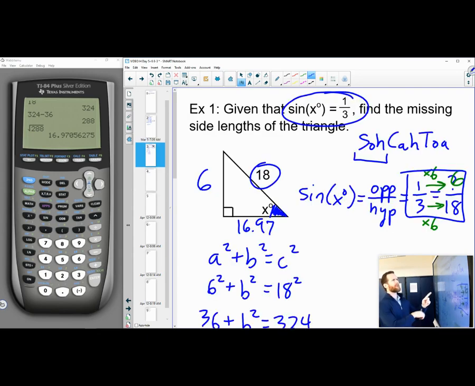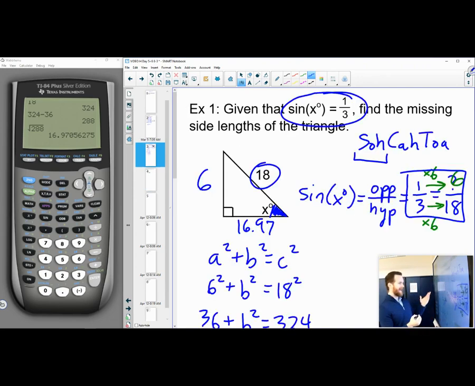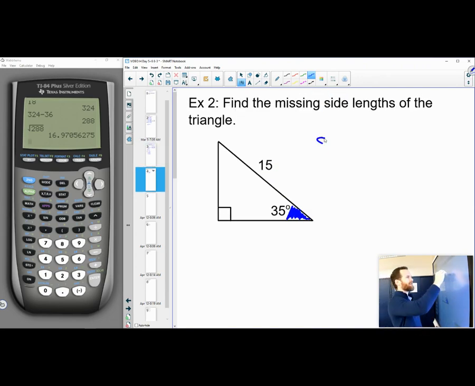In example 1, they gave us that sine of x degrees equals 1 over 3. Here, they don't tell us that. Well, I mean, we've got 35 degrees. We've got an angle. So instead of sine of x, like we had here, if we had sine of 35, if they would give us that information, then all of a sudden we'd be able to do this problem. But right now, we're completely stuck.